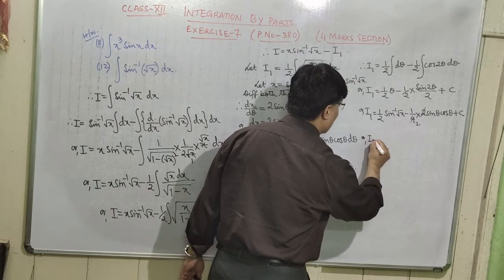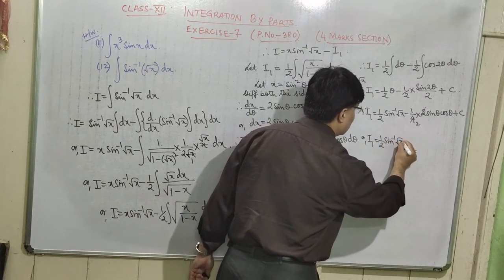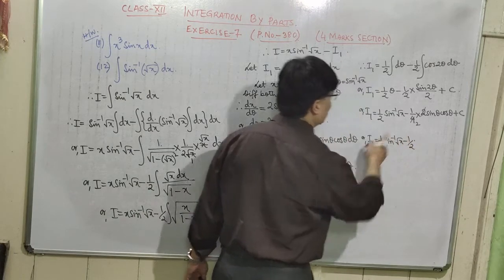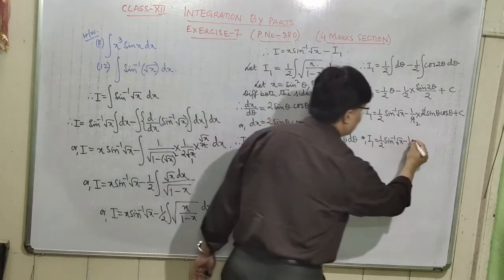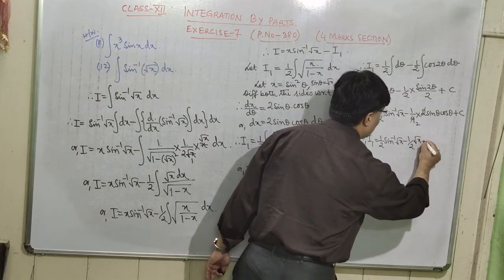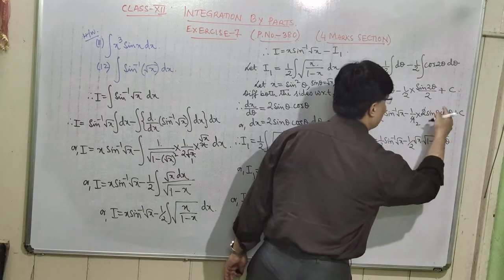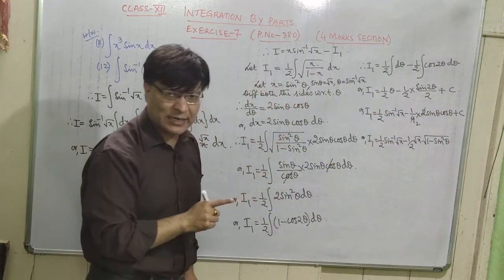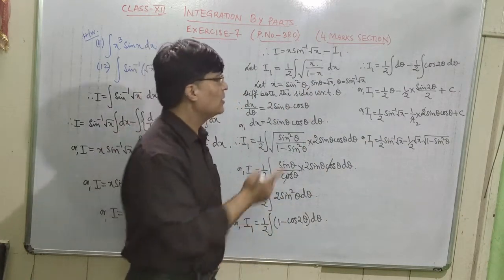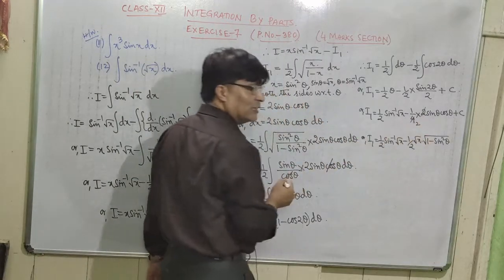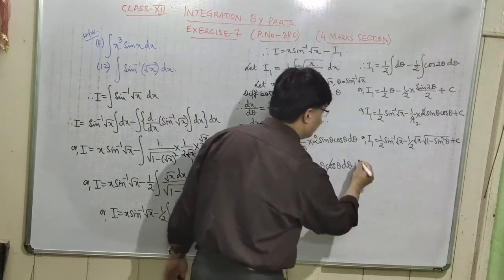So, or I1 is equal to half sine inverse root x minus half into, what is sine theta? From here the value for sine theta is root x. You can write here root x. And what about cos theta? It is root over 1 minus sine square theta. Let us write cos theta in terms of sine theta so that we can put the value for sine square theta or sine theta. So what is the formula for cos theta out here? It is root over 1 minus sine square theta. Then you should write plus c.